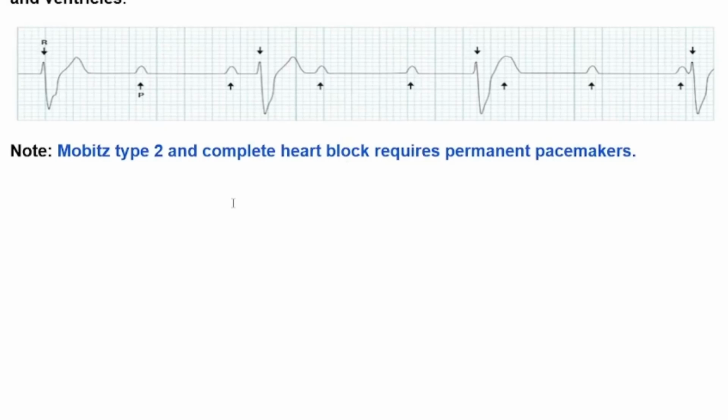And Mobitz type 2, we have here a very important note: patients with Mobitz type 2 and complete heart block require permanent pacemakers because it's a very life-threatening condition.